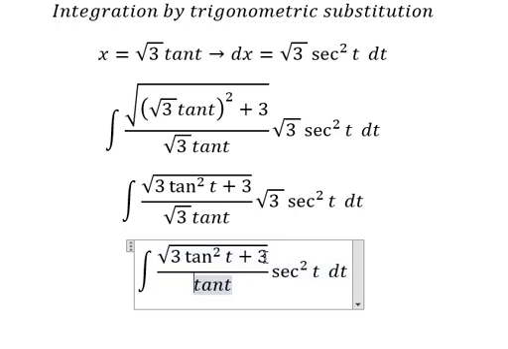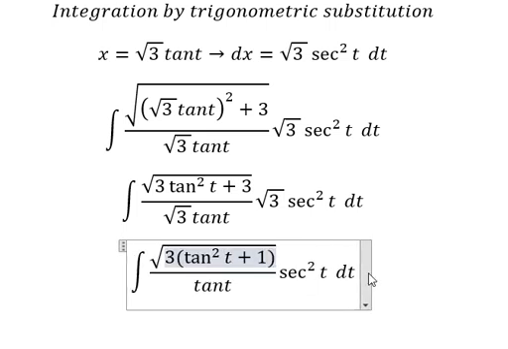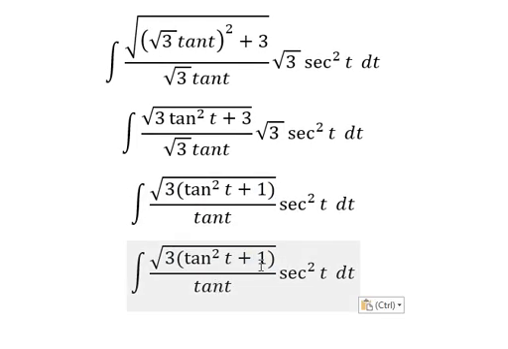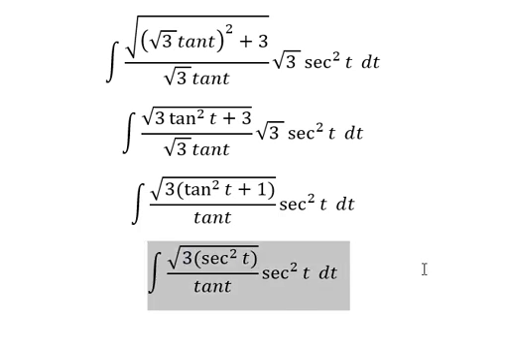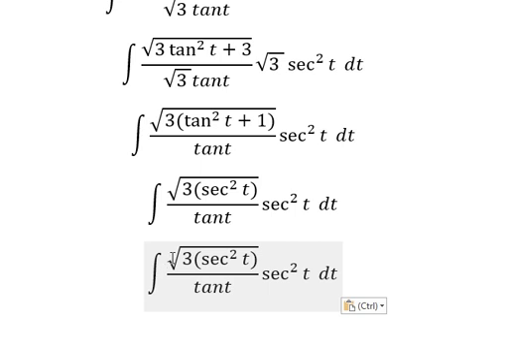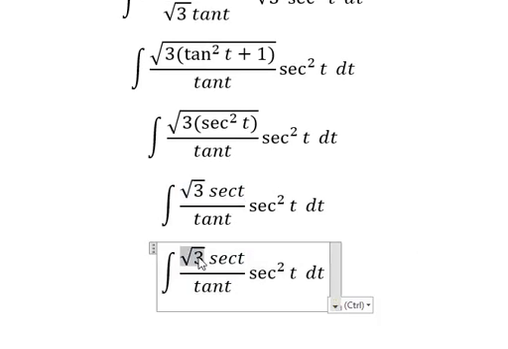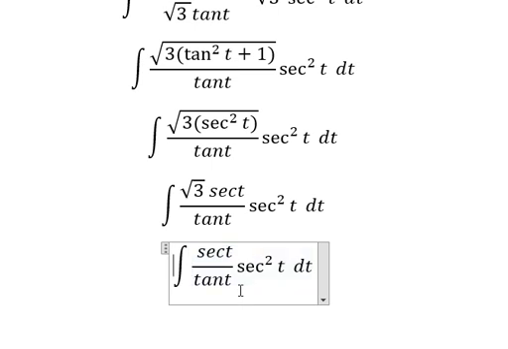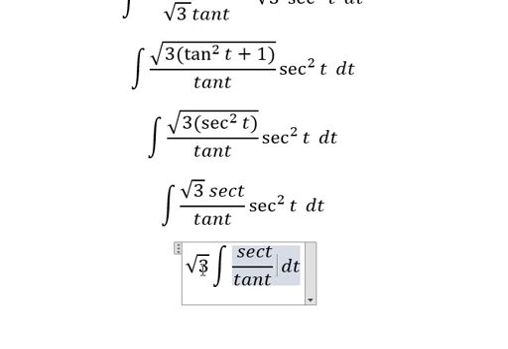So 3 and 3, we can factorize. This one we have secant of t squared. The square root of this one, we have the square root of 3 secant of t. So this one I will put outside. Secant of t and secant of t squared, we can get secant of t to the power of 3.